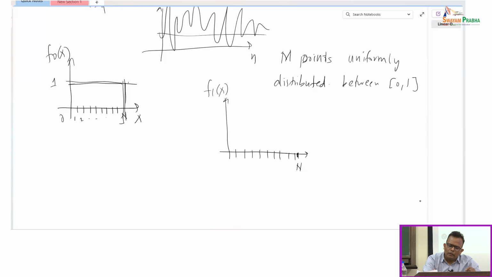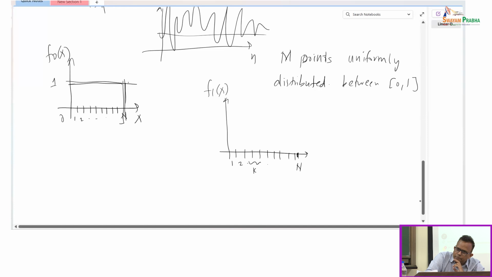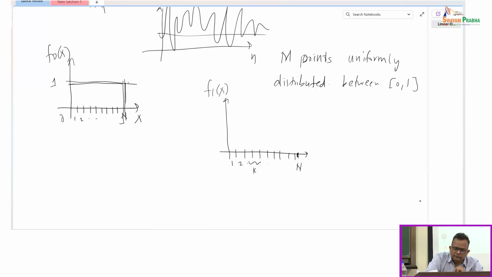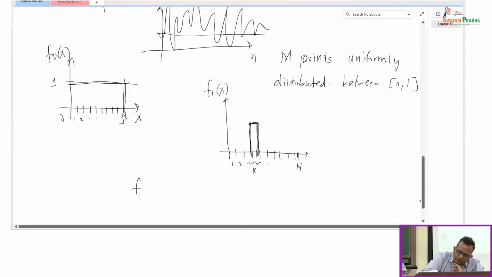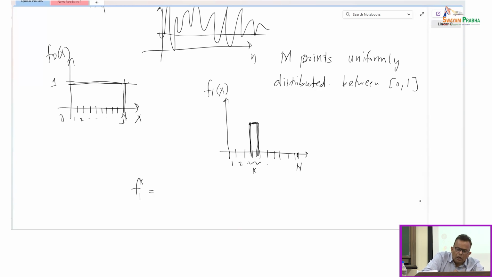If I pick some box, with boxes numbered 1, 2, and so on till N, let's say I pick the kth box. I want to tell you the function value f1 in the kth box. So how do you describe the value of the function in the kth box? f1 k is just a number. It will be a counting measure.